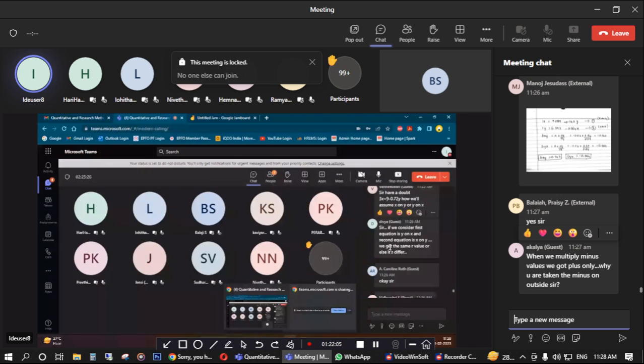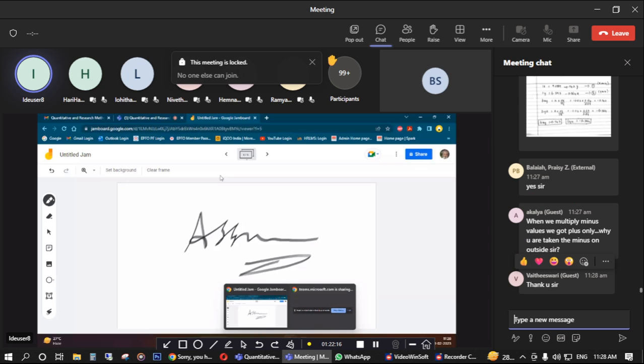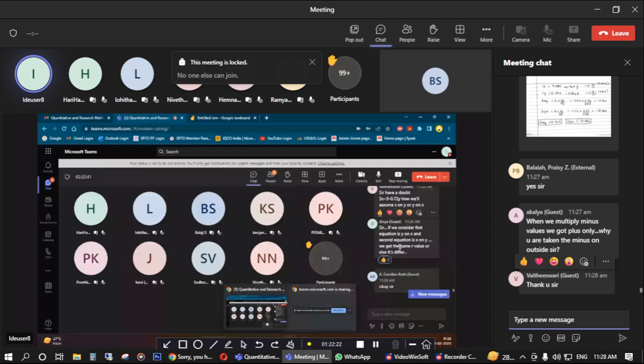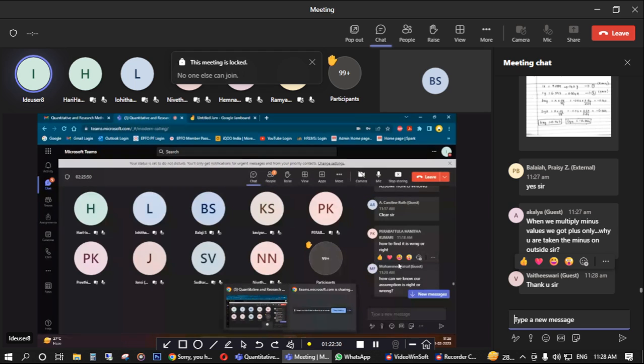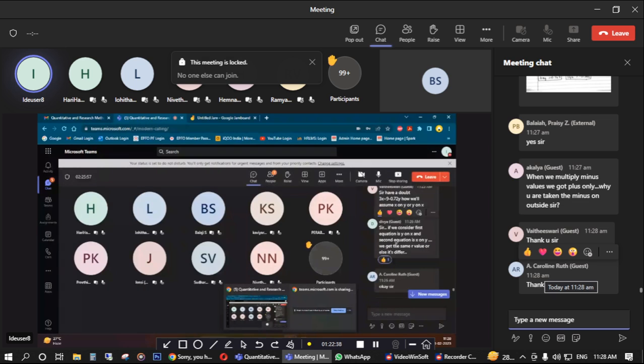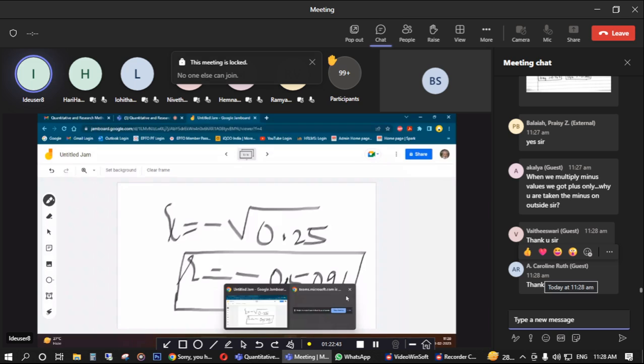Vaidishwari asks: sir, if we consider the first equation as Y on X and the second equation as X on Y, will we get the same R value or different? Very good question, Divya. This question will answer Faisal's question. Faisal had asked me how we know this. I told Faisal I will tell you the answer. Now Divya has come up with that particular thing. Now see, I will give you the answer for that. Now it is very, very simple.